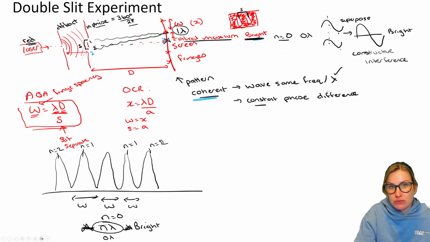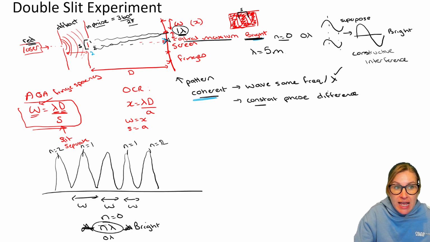left slit 1. So let's say the wavelength was 5 meters. What that means is the wave from slit 2 traveled 1 times the wavelength, 5 meters longer than the wave that left slit 1. If we look at our next bright fringe, the wave that left slit 2 traveled 2 times the wavelength longer distance than the wave that left slit 1. So it traveled 10 meters longer than the wave that left slit 1.